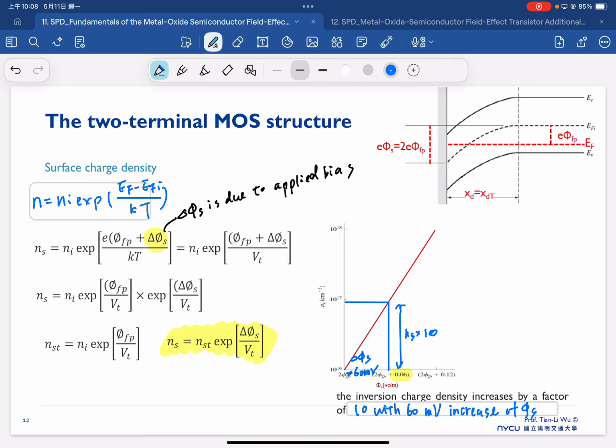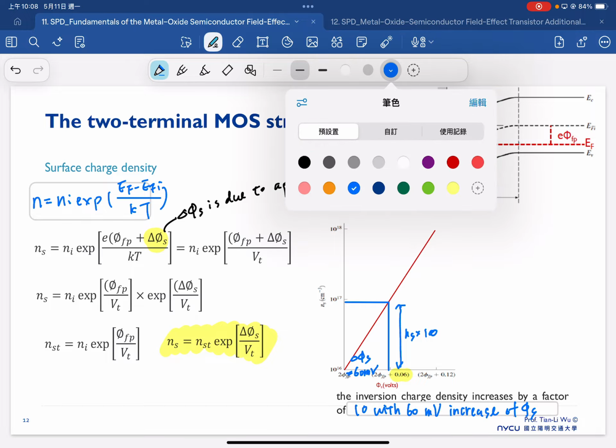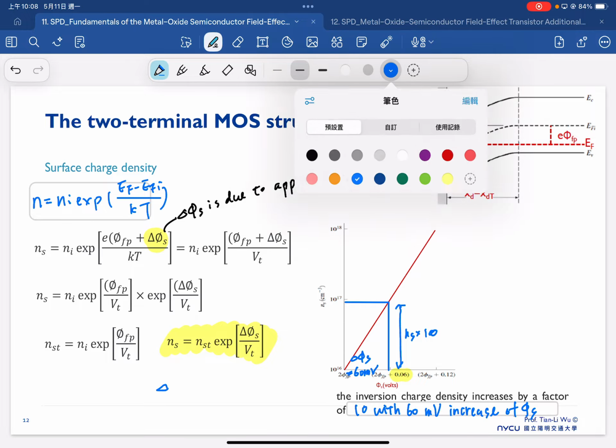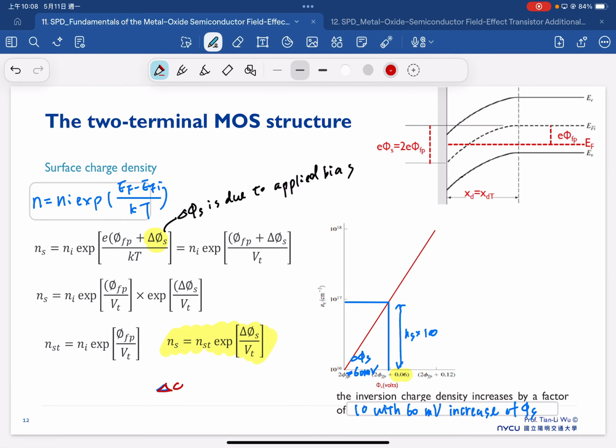So this is a very important conclusion. It means that with only a 60 millivolt increase of phi S, which is a very small amount of bias, ideally our surface charge, our inversion charge, our electron concentration at the surface should increase by a factor of 10.